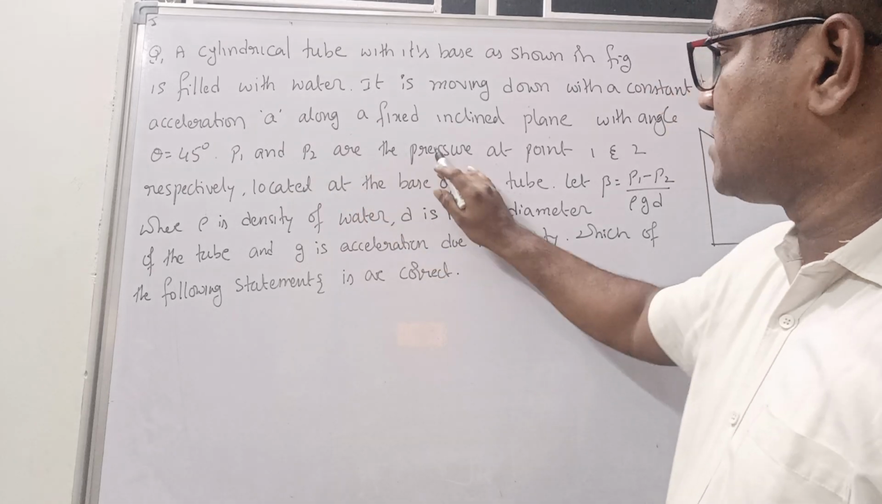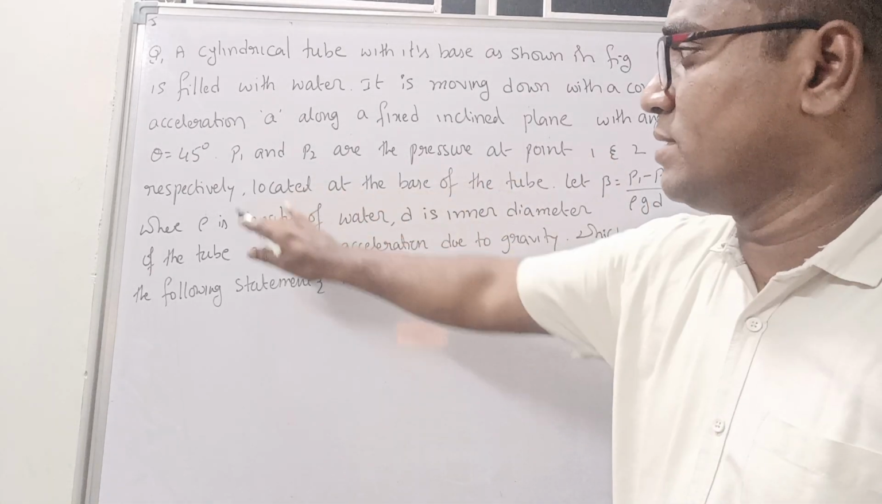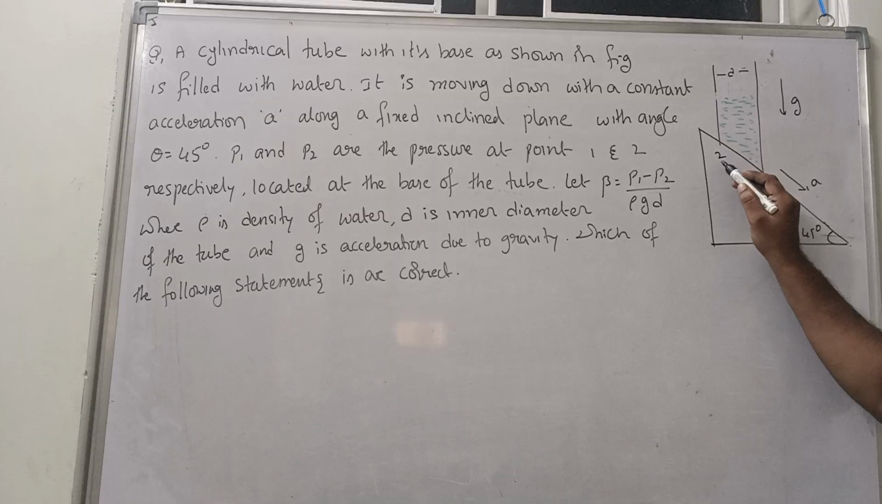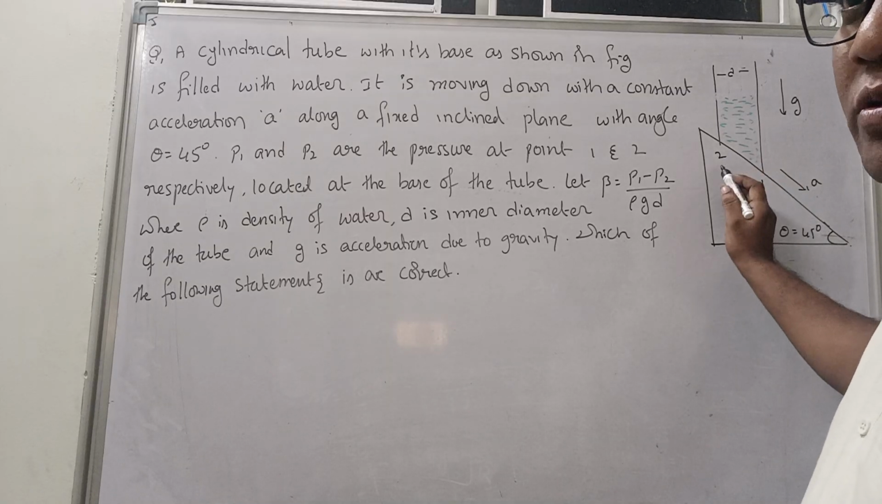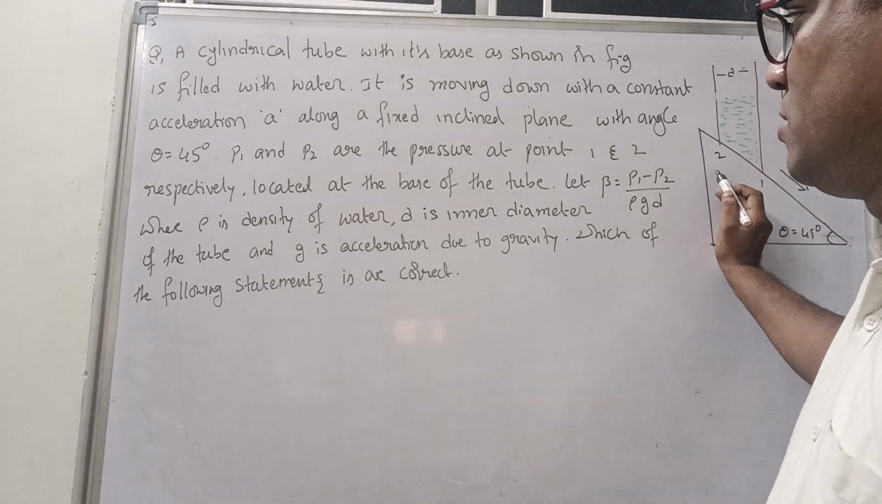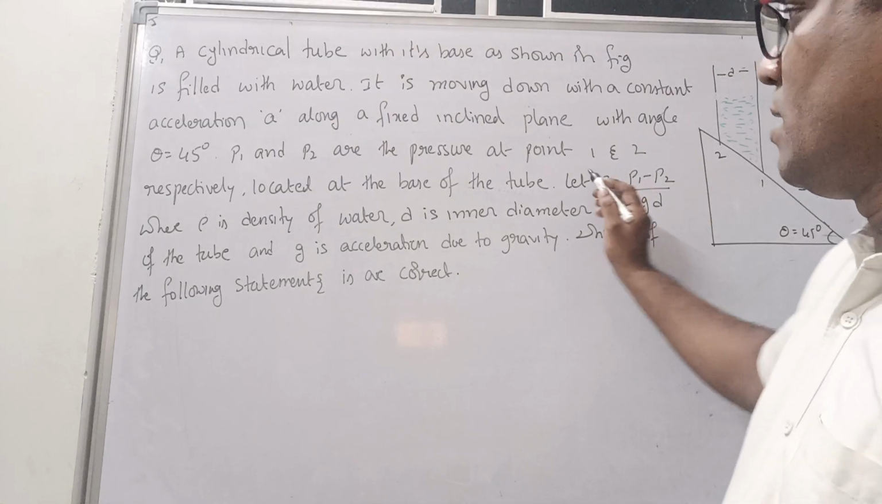P1 and P2 are the pressures at point 1 and 2 respectively. So where is 1? This is 1 and this is 2. So here at 1 and 2, the pressures are P1 and P2. So again, what is given here?